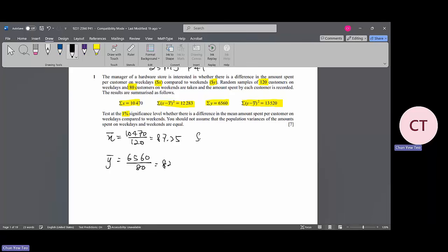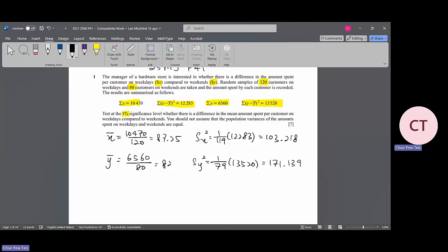Then we want to find the unbiased estimate of the population variance of X. It will be 1 over 119 multiplied by 12283, so you will get 103.218. The unbiased estimate of the population variance of Y will be 1 over 79 of 13520. Again, press the calculator, and you will get 171.139.